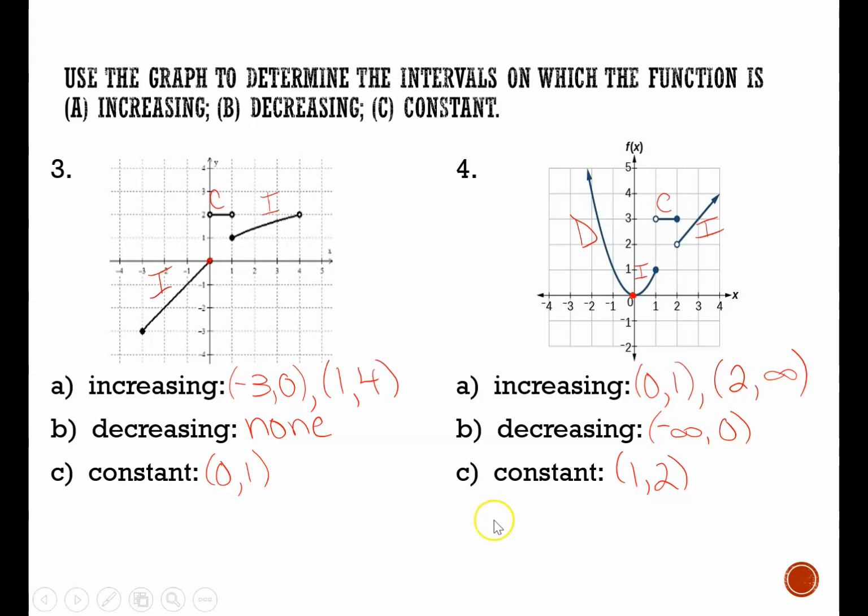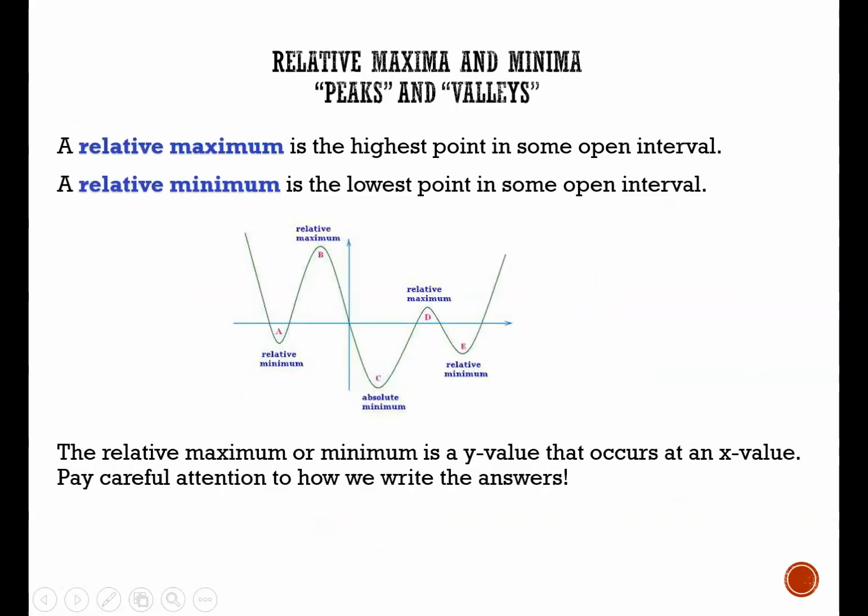Okay, so that takes care of increasing, decreasing, and constant. Something that goes along with that would be relative maxima and minima. These are the plural forms of maximum and minimum. You can think of maxima as peaks and minima as valleys. The peaks are the high points, the valleys are the low points.